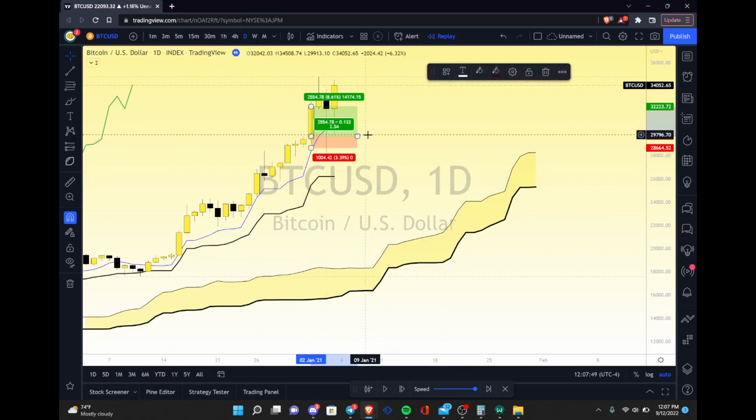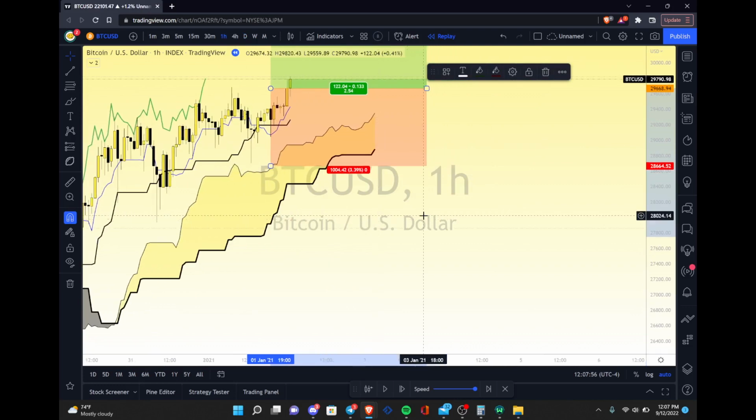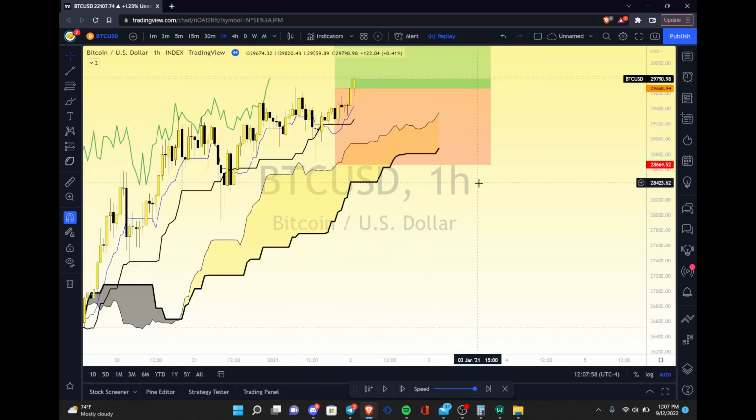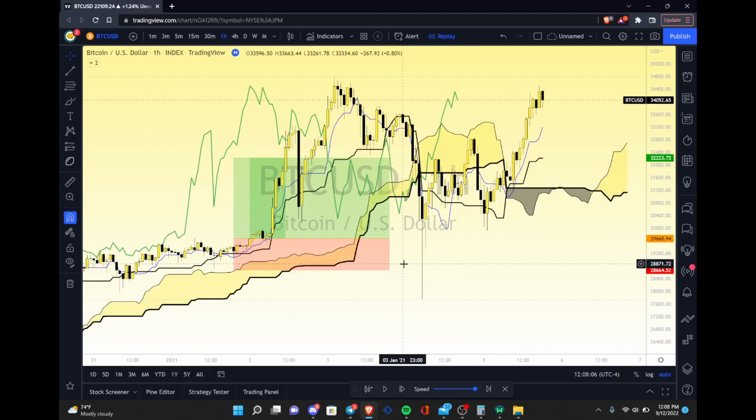What that does mean is you could now be looking for another re-entry. So let's see how the hourly looks once this updates, especially after that wick. That wick happened. This is where the wick happened on the daily, right?